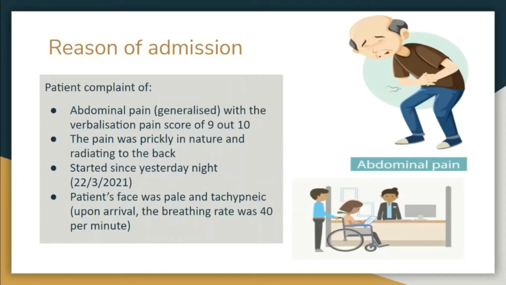Reason for admission: the patient complained of abdominal pain with a verbalized pain score of 9 out of 10. The pain was prickly in nature and was radiating to the back. It started since last night. The patient's face looked pale and his breathing rate was 14 breaths per minute.